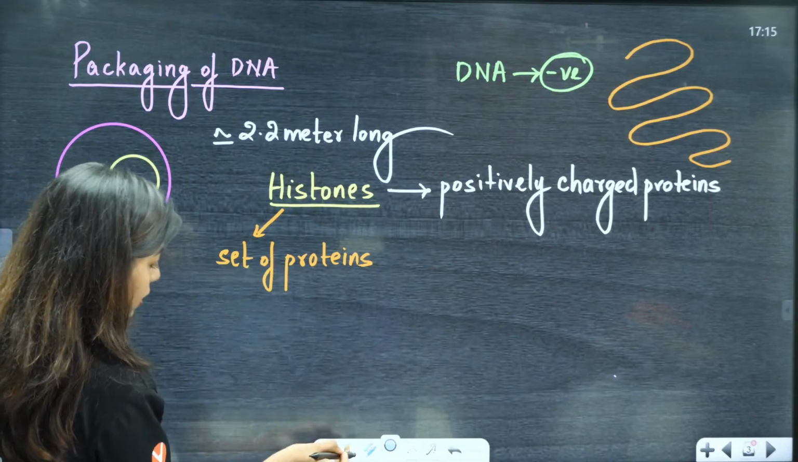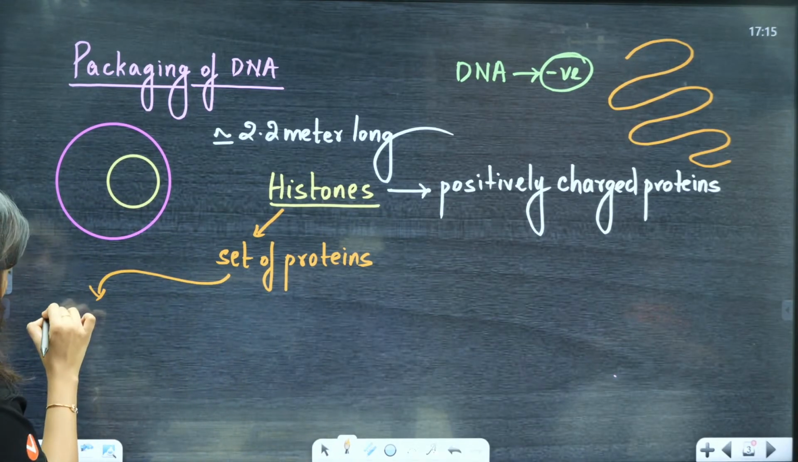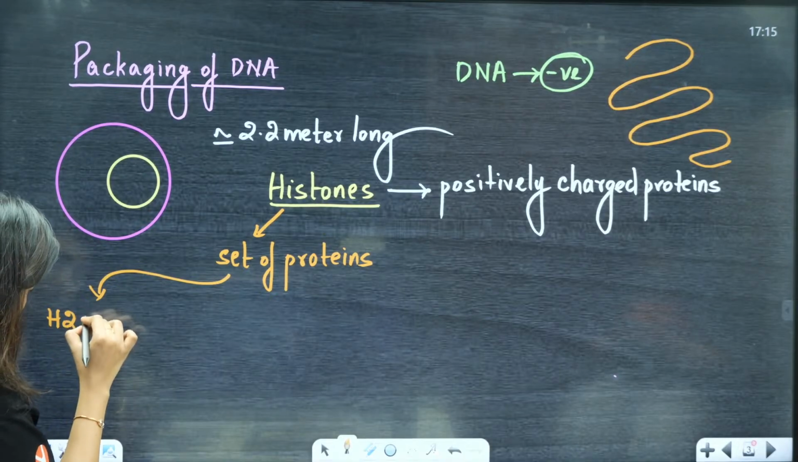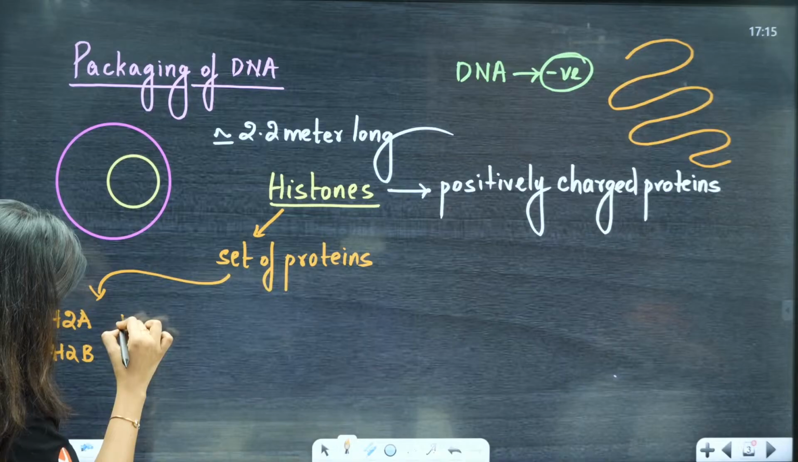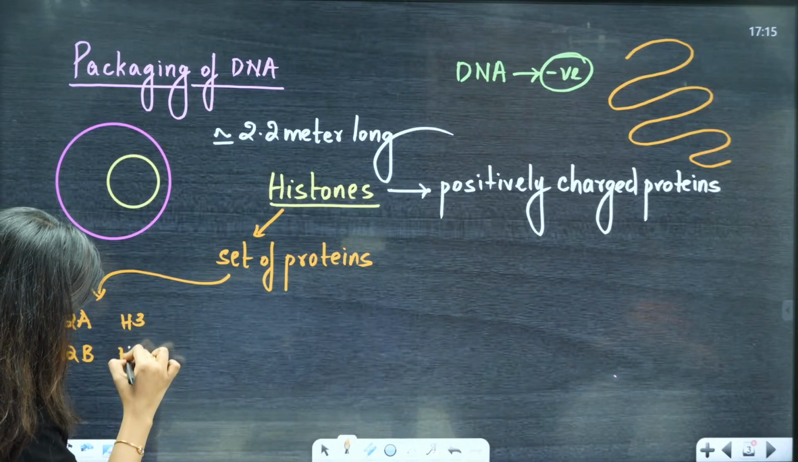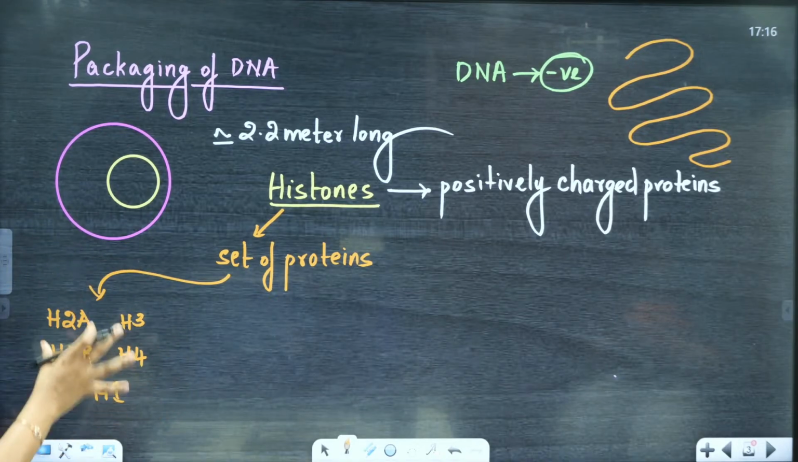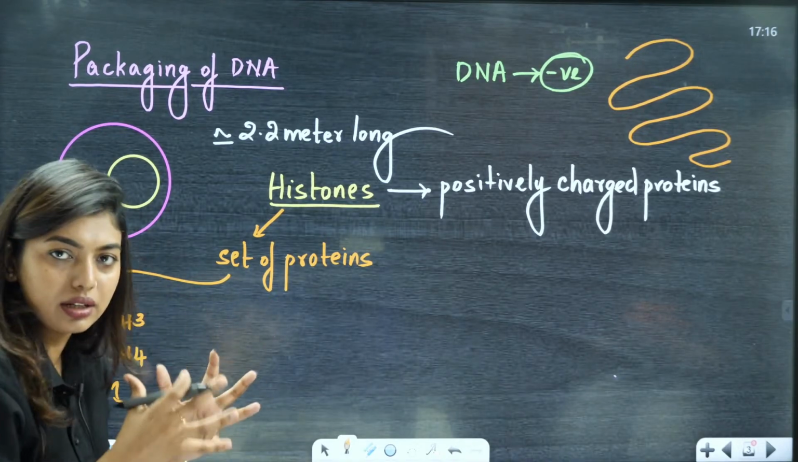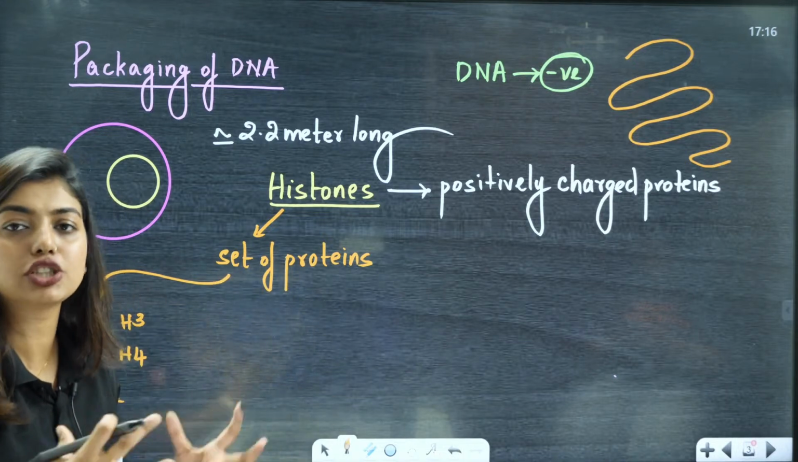So yes, here histones are going to be actually H2A, H2B, H3, H4 and H1. So these 5 histone proteins together are going to do the binding or packaging of DNA.